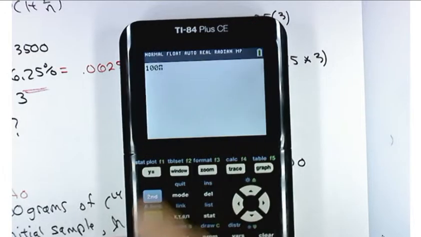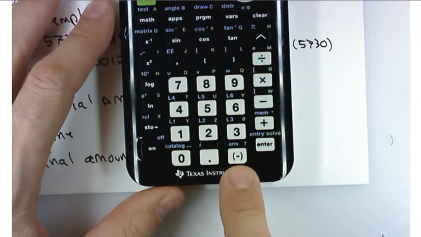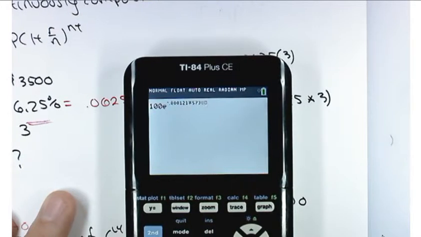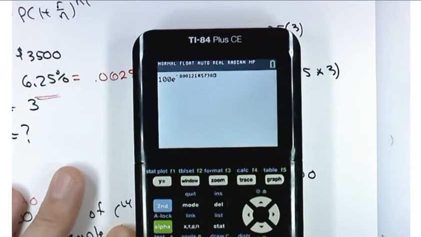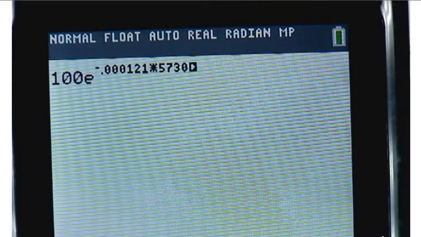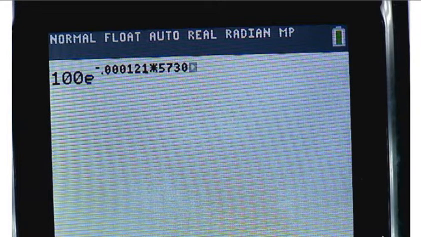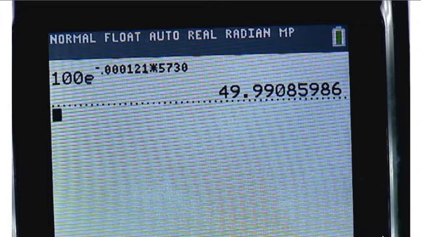100, second ln, negative. Make sure you use the negative on the bottom row of your calculator, not the subtraction key. 0.000121 times 5,730. All right, so before I hit the enter key, what did you guys get? About 50, right? Now, how does 50 compare to what you started out with?